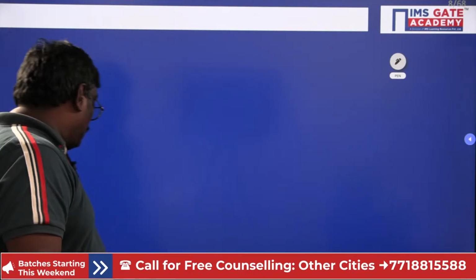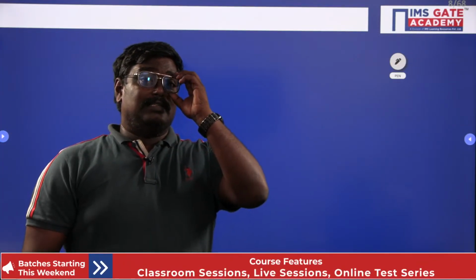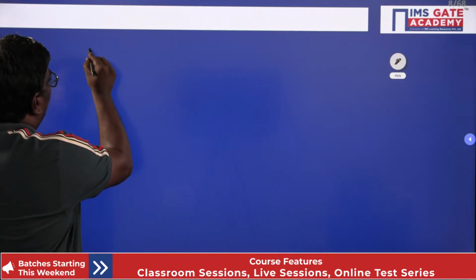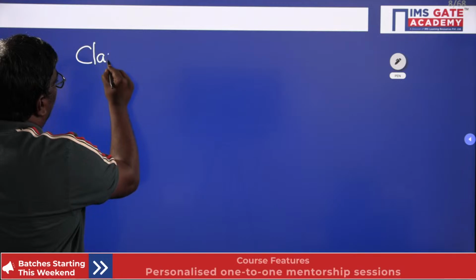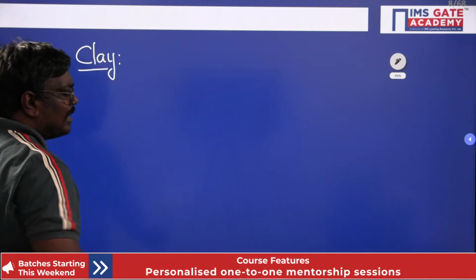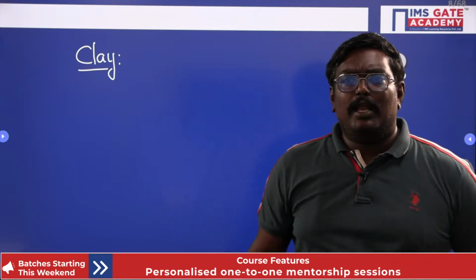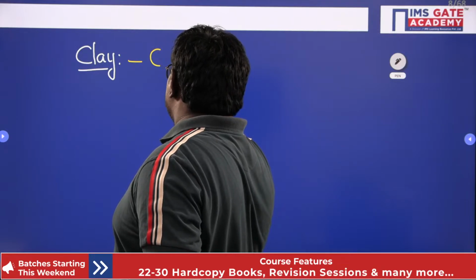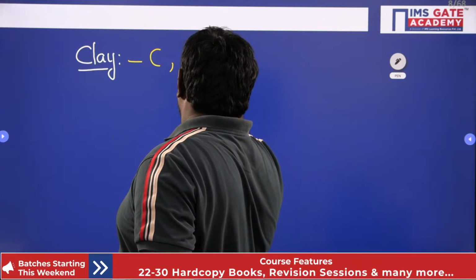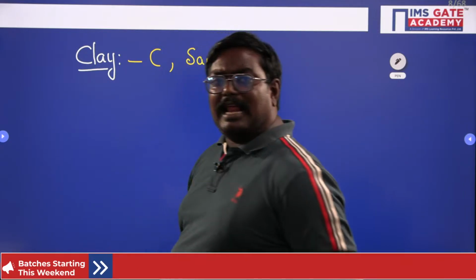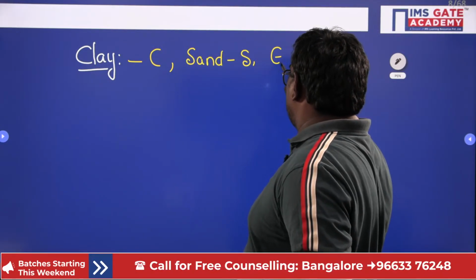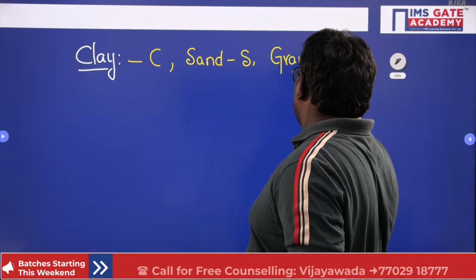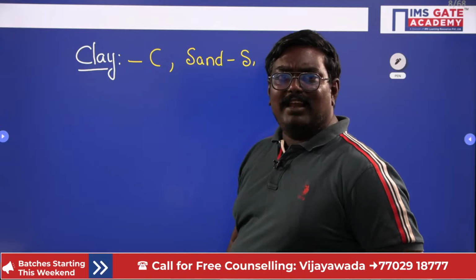How do you classify the soil? That is one thing you have told, Unified Soil Classification System and Indian Standard Soil Classification. See, my dear students, if I have a soil called clay, how do you represent the soil clay? Clay is represented by C and sand is represented by S and gravel is represented by G.